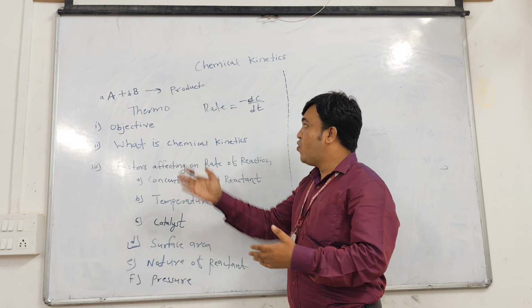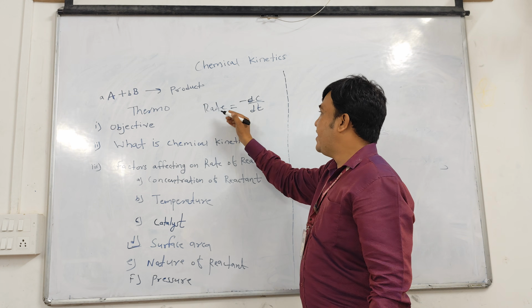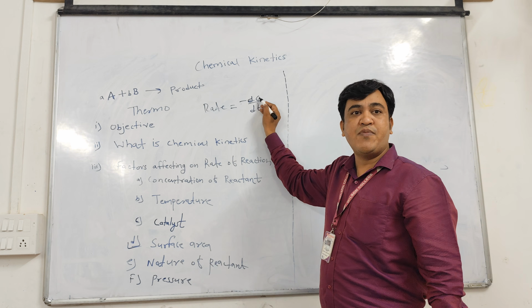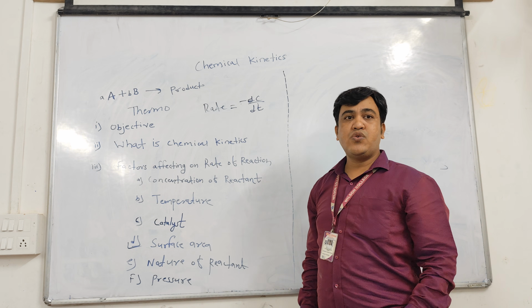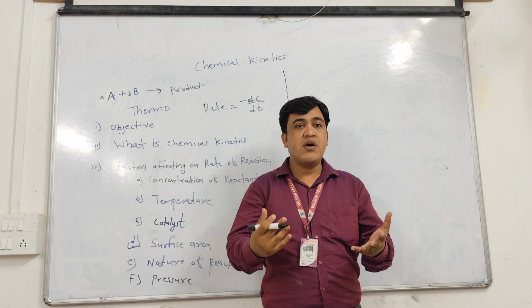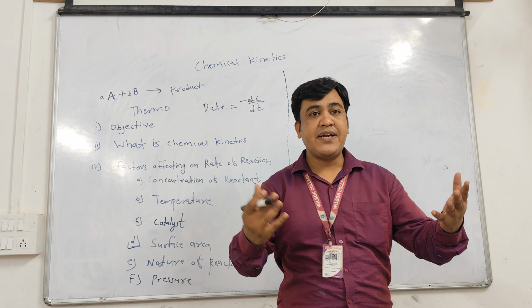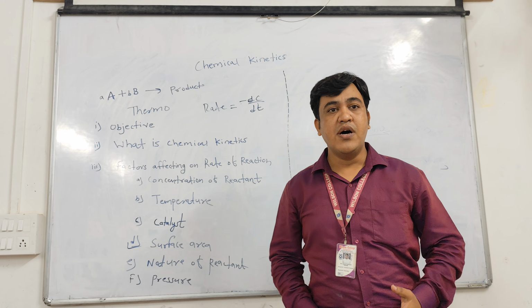During the course of the reaction, the concentration of the reactant decreases. That's why its rate is represented by a negative sign. That is, the decrease in the concentration of the reactant with respect to time is nothing but the rate or speed of the reaction. So today we are going to learn what chemical kinetics is, and the different parameters and factors that affect the chemical kinetics rate.